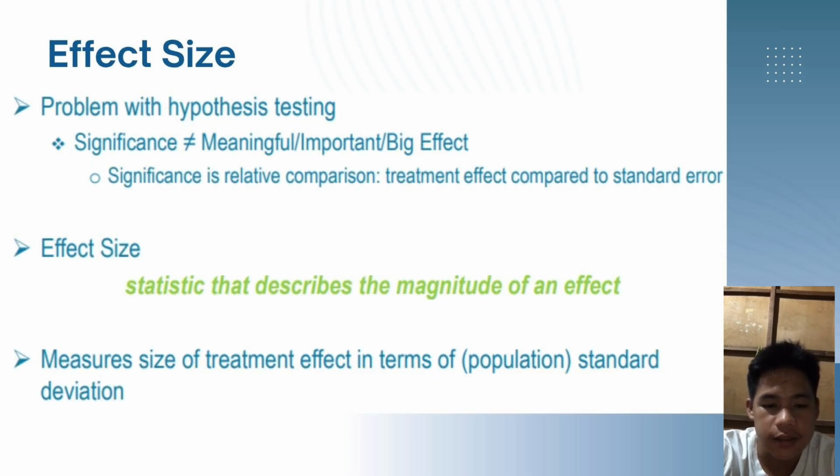The effect size. The problem with hypothesis testing: significance is not equal to a meaningful, important, or big effect. Significance is a relative comparison of the treatment effect compared to the standard error. Effect size is the statistic that describes the magnitude of an effect. It measures the size of the treatment effect in terms of standard deviation in the population.